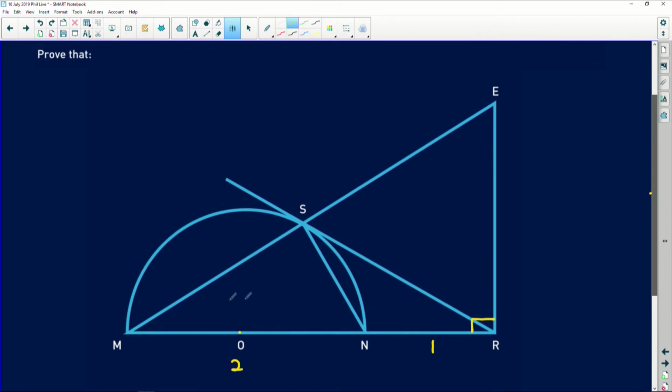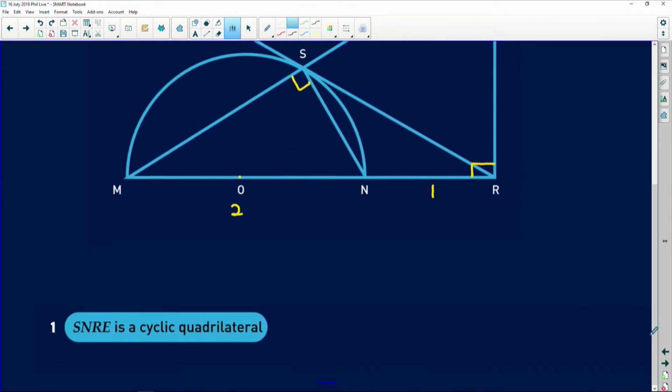We were given that MN is the diameter of the semicircle. So immediately we know that this angle at S is 90 degrees because remember, diameter subtends 90 degrees on the circumference. Okay, so immediately we can say, because we've got this quad here, SNRE, that we're trying to prove is a cyclic quadrilateral, angle MSN is equal to 90 degrees. Why? Because of angle in a semicircle.